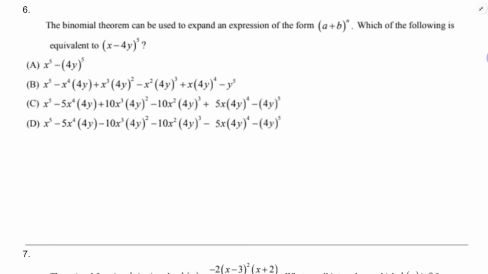All right, the binomial theorem can be used to expand an expression of the form a plus b to the nth power. That is true. Which of the following is equivalent to this binomial to the 5th power? Okay. What we're going to want to do, especially because this is relatively unsimplified, is not grind through this by hand. We're going to want to use the triangle. So the triangle starts with 1s here, and then we just add in the middle.